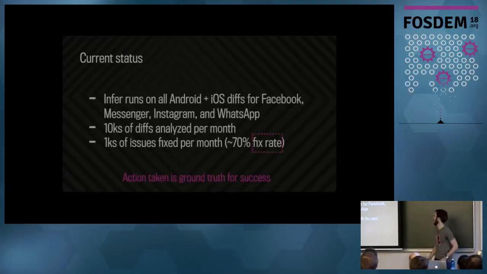The fix rate is what we measure as giving good signal to developers. It's the proportion of reports that were fixed by developers as they were reported by Infer. That's the metric we take, and not other metrics like false positives, because that's a metric we can actually measure. So that's why it's important to us.